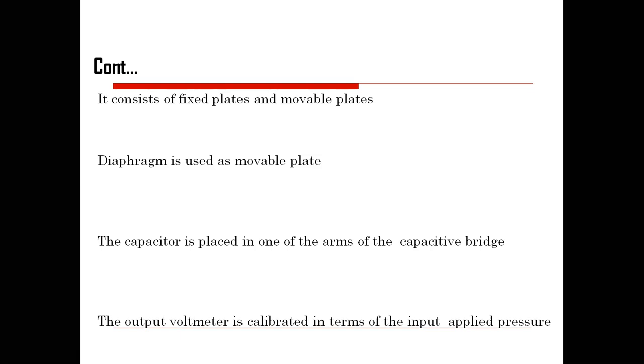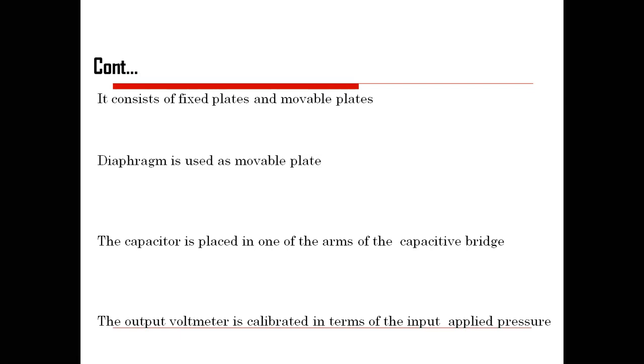So when pressure is applied, due to its property of flexibility or elasticity, there will be a movement of the diaphragm, and this movement of the diaphragm will vary. The change in the displacement leads to a change in the capacitance, because we are using the diaphragm as one of the plates. The capacitance is placed in one of the arms of the capacitive bridge. Similar to your resistance measurement in the Wheatstone bridge, this capacitive type of bridge can be designed to obtain the resultant output.